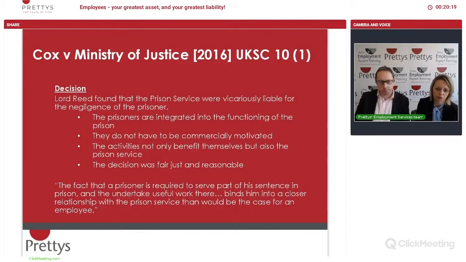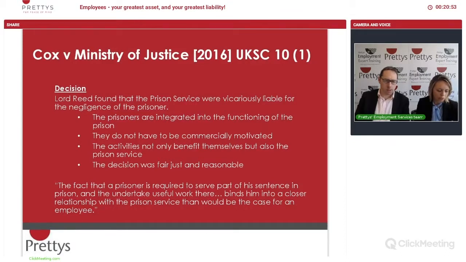So the Ministry of Justice appealed to the Supreme Court, and again they tried to argue that the relationship between the prison service and prisoners was different. The Supreme Court dismissed the appeal and agreed with the Court of Appeal. They said that the test has two issues: first, whether the relationship between the prison service and the prisoners working in the prison kitchen was one capable of giving rise to vicarious liability, and if so, whether there was a sufficient connection between that relationship and the act of the prisoner to justify vicarious liability.